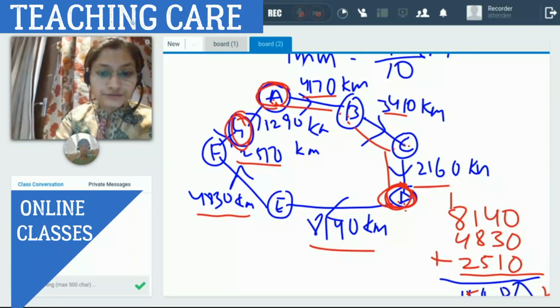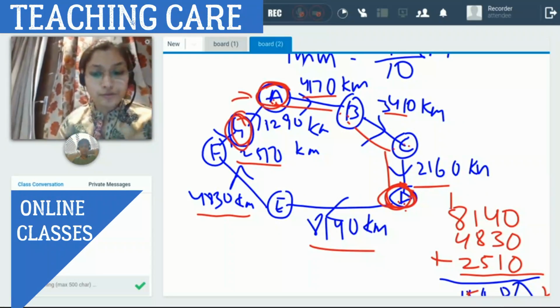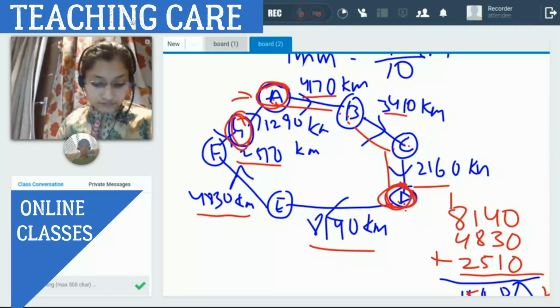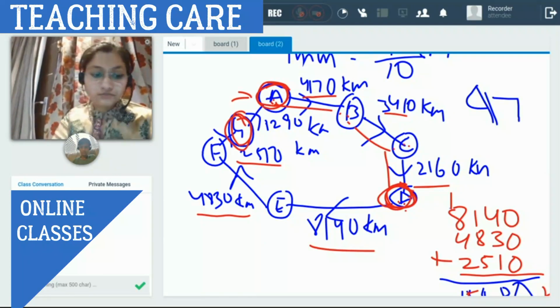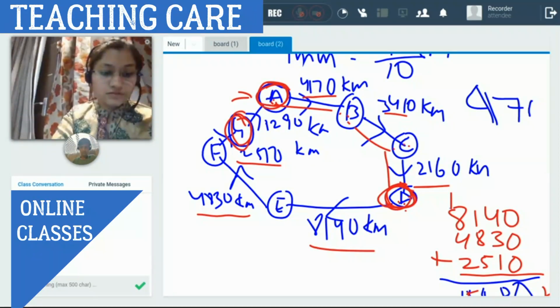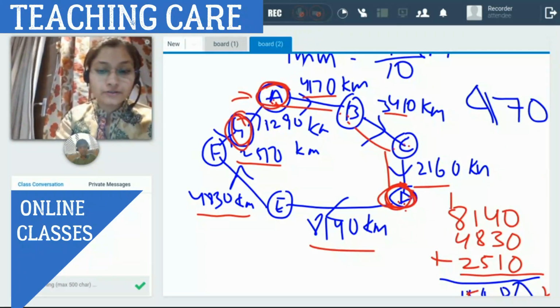That means it starts from this point, moves all around, and comes back to this point. Now you are going to add up all the quantities. See, the easy way is, in the first part you have already calculated for A to D.